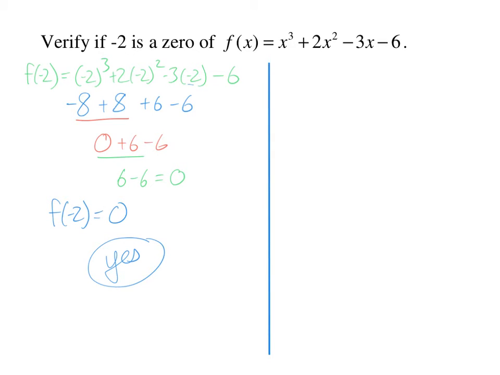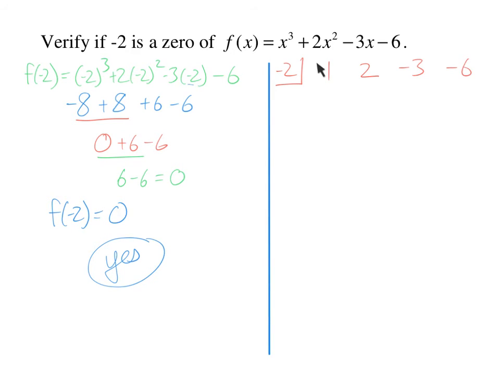Now another way to verify a 0 is to use something called synthetic division. How that works is you take this number, and we're going to put it in the top corner. Then we're going to take the coefficients of each term. So let's write this out. The first one's a 1. The next coefficient is a 2. The next coefficient is a negative 3. And the last coefficient is negative 6.